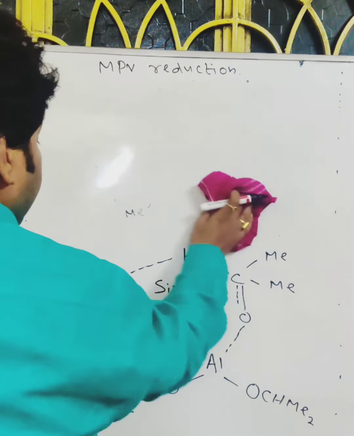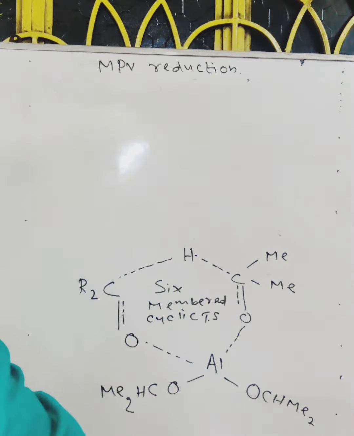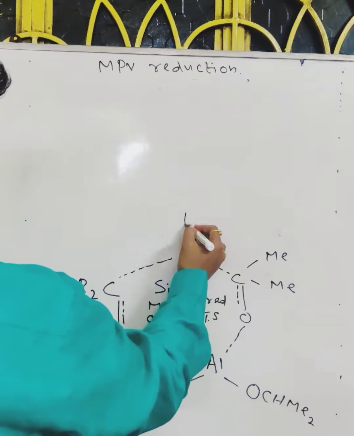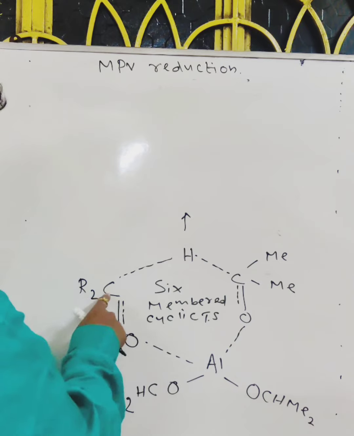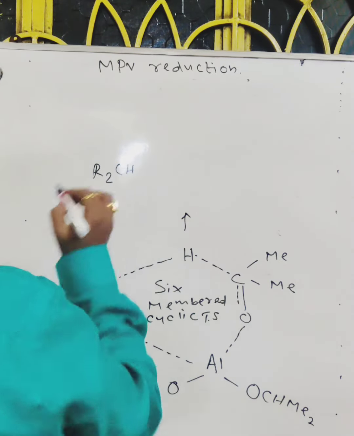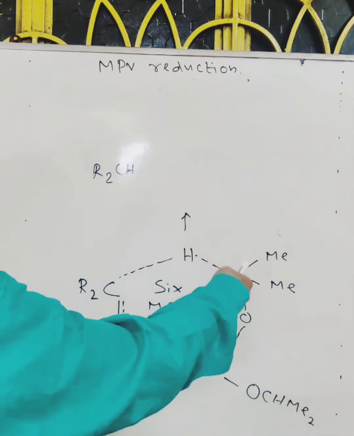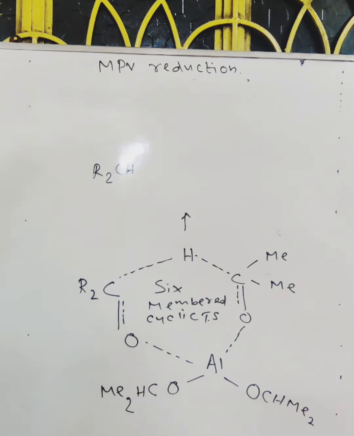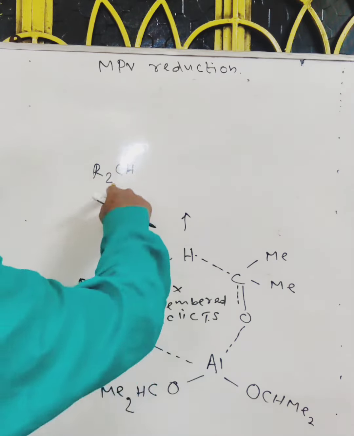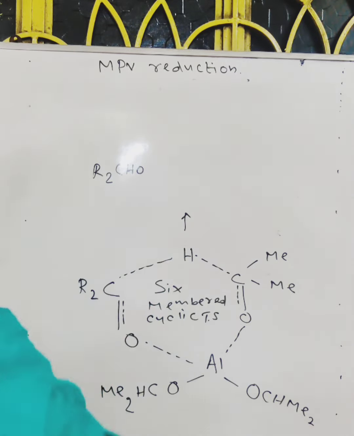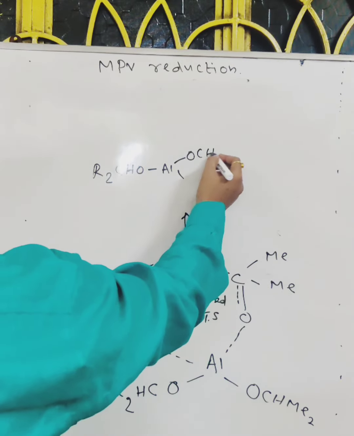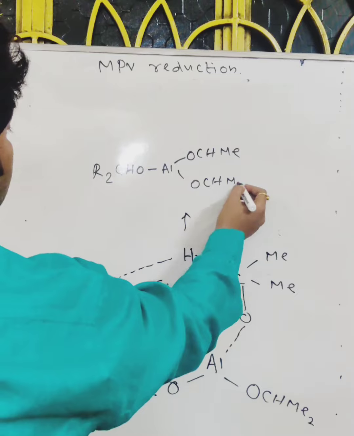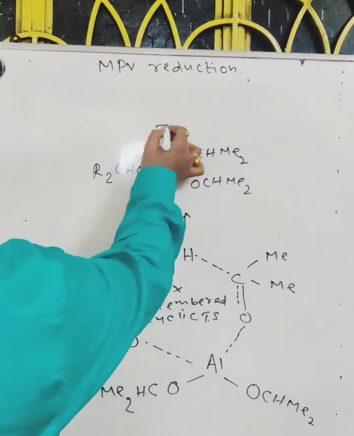So hopefully you have understood so far, and now let us proceed: this reaction is now going to be completed, right? So now the bond breaking and the bond formation will all be done, and what you are supposed to get here is R2CH. Now look, this hydrogen from here has actually come to this carbon of the ketone that we selected at the beginning. So R2CHO, correct, R2CHO aluminium, and this aluminium is now with OCHMe2, right.